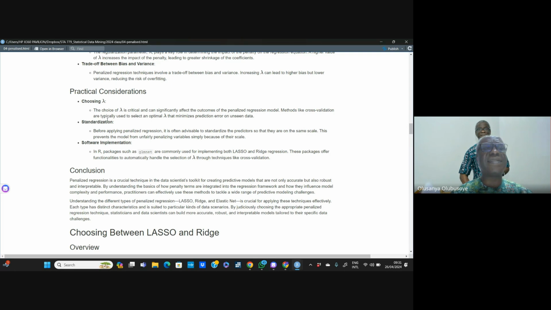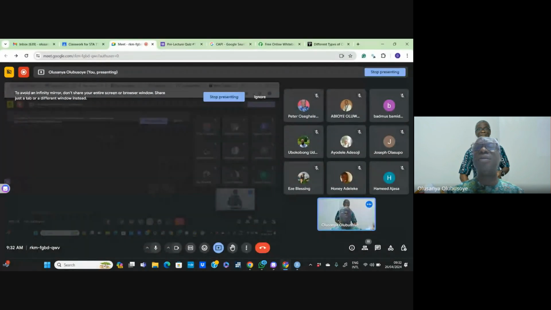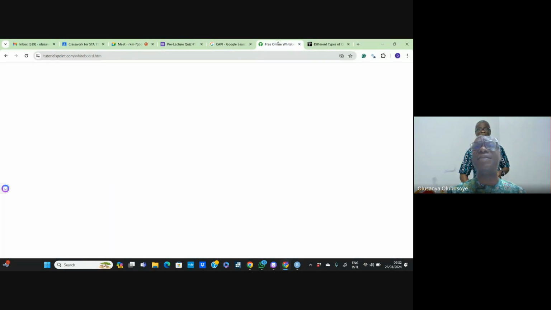Then standardization. If you are applying penalized regression, you must standardize the predictors, the dependent variables or the features, so that they will all be on the same scale. So what do you mean by standardizing a variable? Does anybody know what it means to standardize a variable?